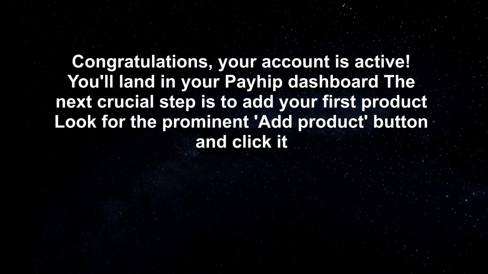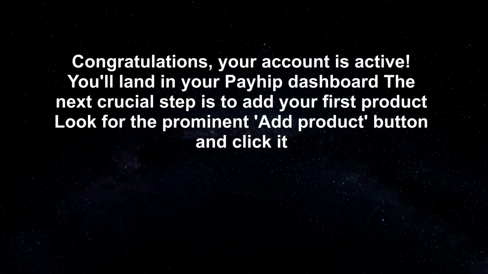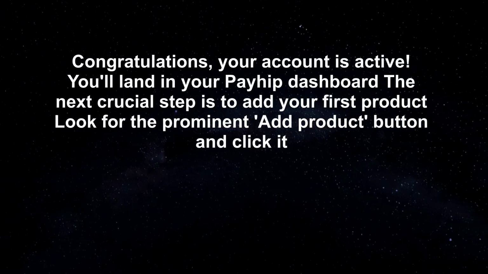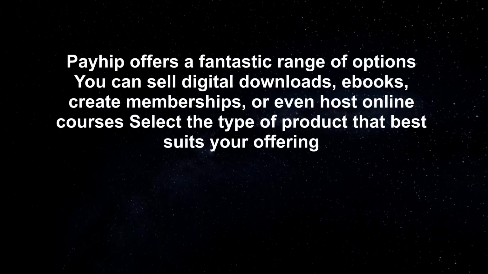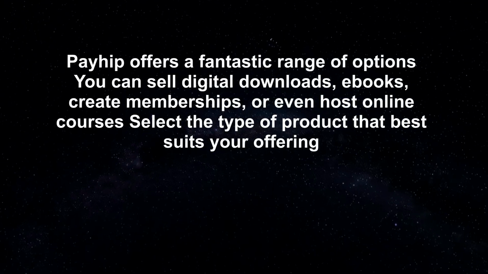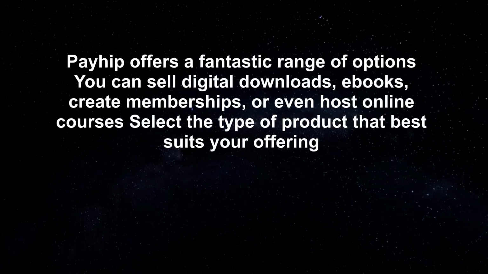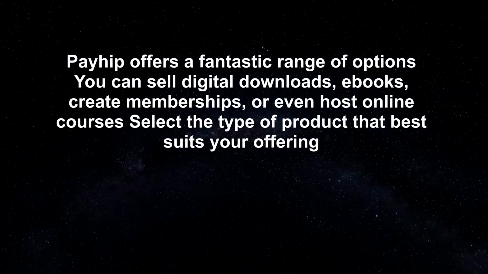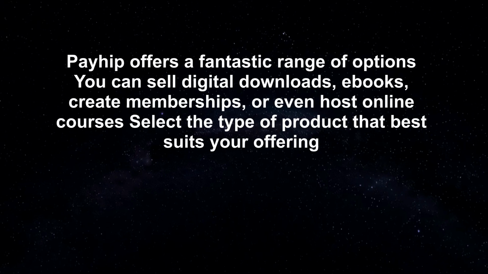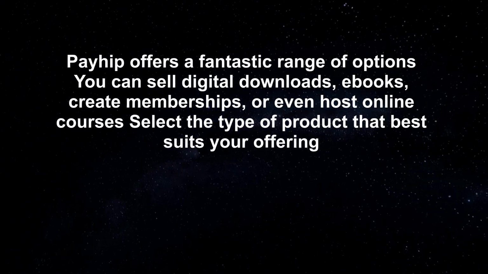The next crucial step is to add your first product. Look for the prominent Add Product button and click it. Payhip offers a fantastic range of options. You can sell digital downloads, ebooks, create memberships, or even host online courses. Select the type of product that best suits your offering.